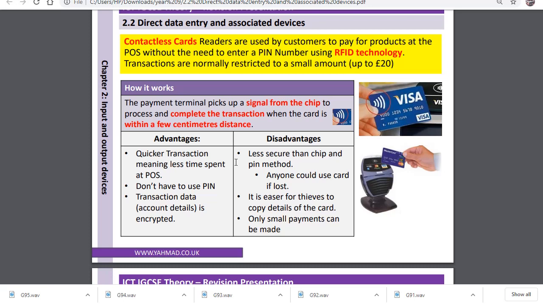Advantages: quicker transaction, meaning less time spent at POS, don't have to use a PIN, transaction data and account detail is encrypted. Disadvantages: less secure than chip and PIN method. Anyone could use the card if it's lost. It is easier for thieves to copy details of the card.